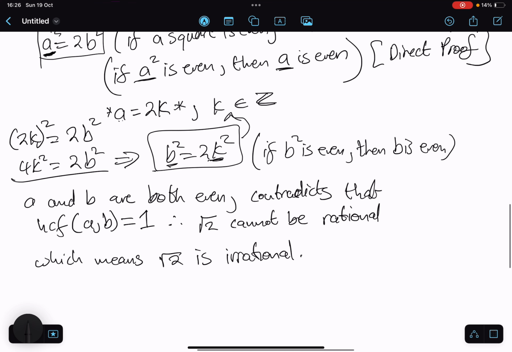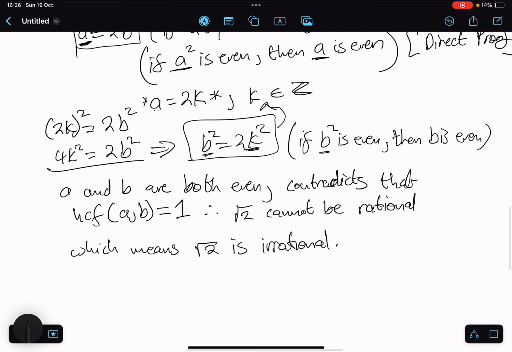So from then we can state that b squared is even. If b squared is even, then b is also even. So now we have proven that a and b are both even, and this contradicts the fact that the highest common factor of those two numbers is 1. Therefore, root 2 cannot be rational, which means root 2 is irrational. So we prove by contradiction. That's the basis of proving by contradiction.